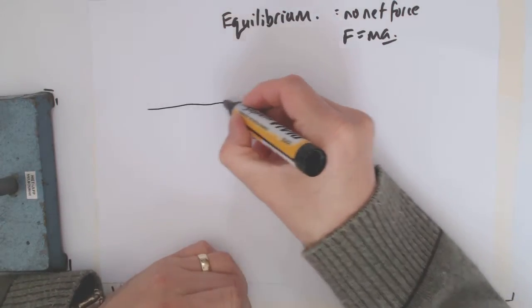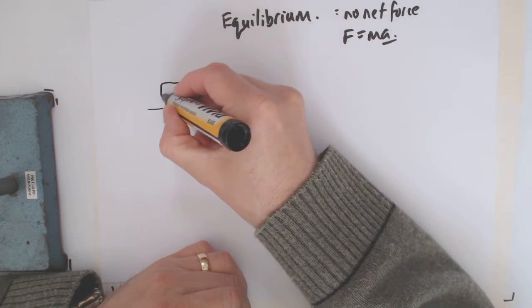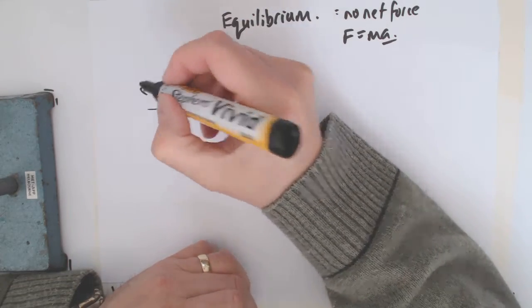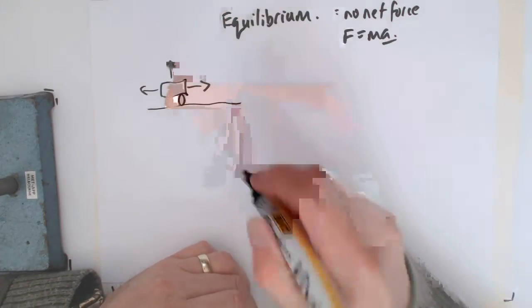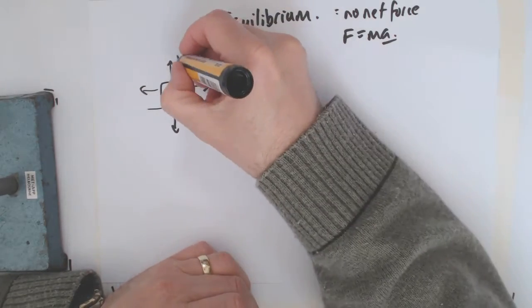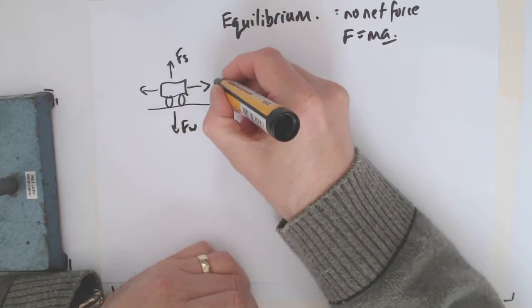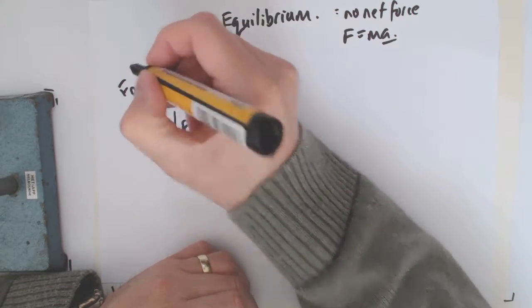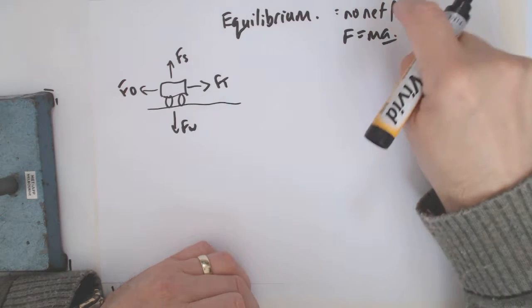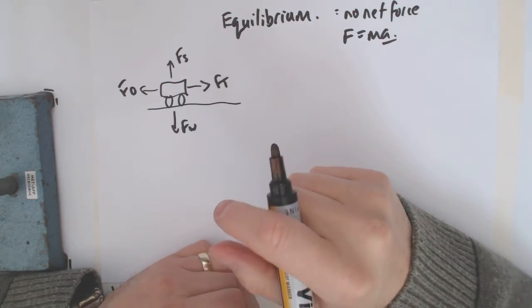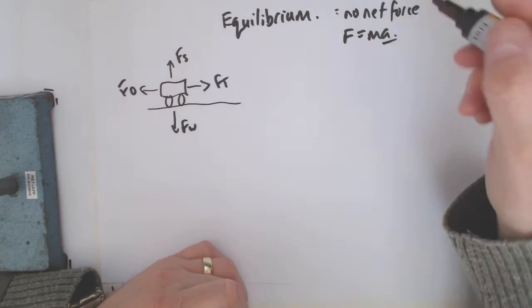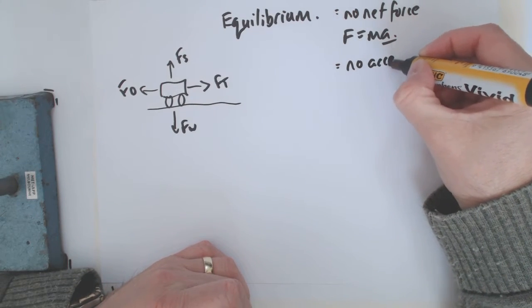So a few of the examples we used, I think in level 1, we would have a car. We would say it's got a thrust, a drag, a support force, and a weight force. These are all vectors, so I call them Fs, Fw, Ft, Fd for drag. If those vectors are all equal, then there's no net force, the forces are in equilibrium, and therefore there is no acceleration. Of course, no acceleration.